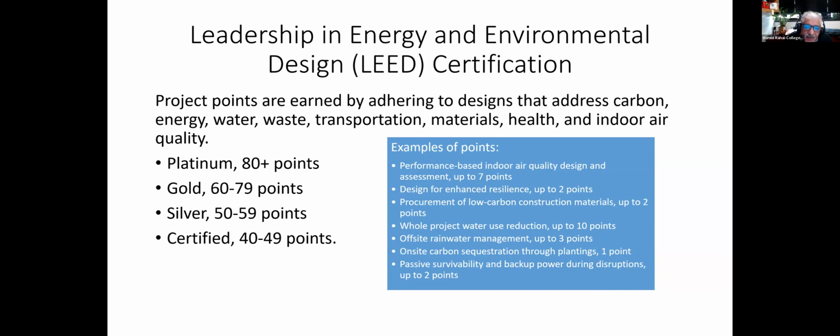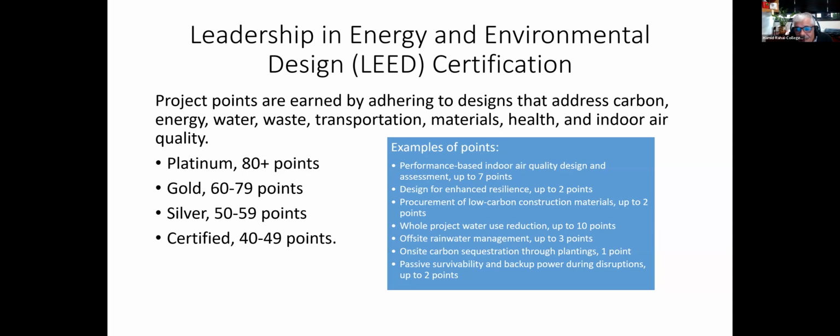So as I mentioned, platinum is the highest. If you get 80 plus points, you get platinum. Between 60 to 79 is called gold. Silver is 50 to 59 points. And then it says LEED certified. When they say the building is LEED certified, it has somewhere between 40 to 49 points. Example of the points.